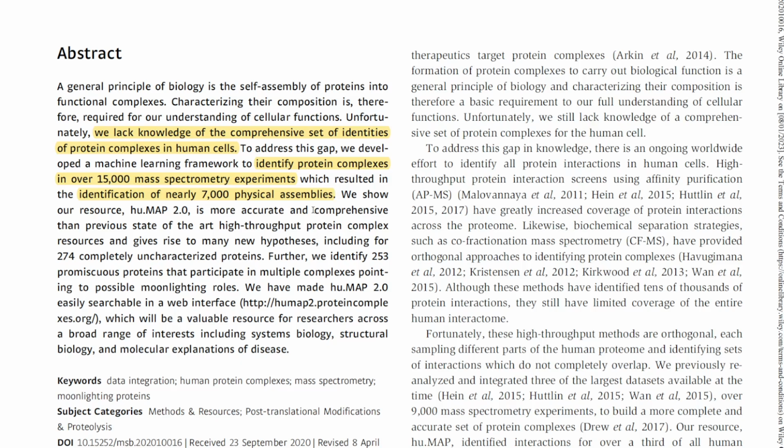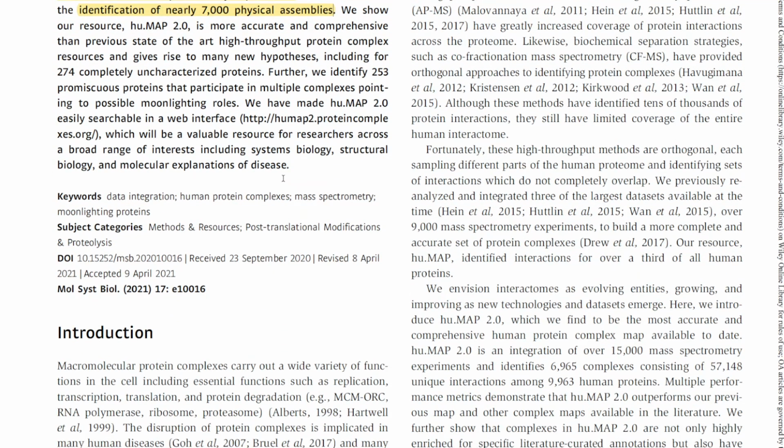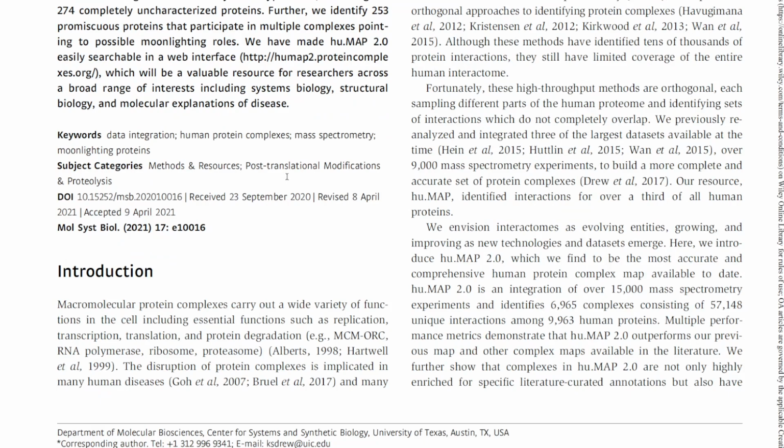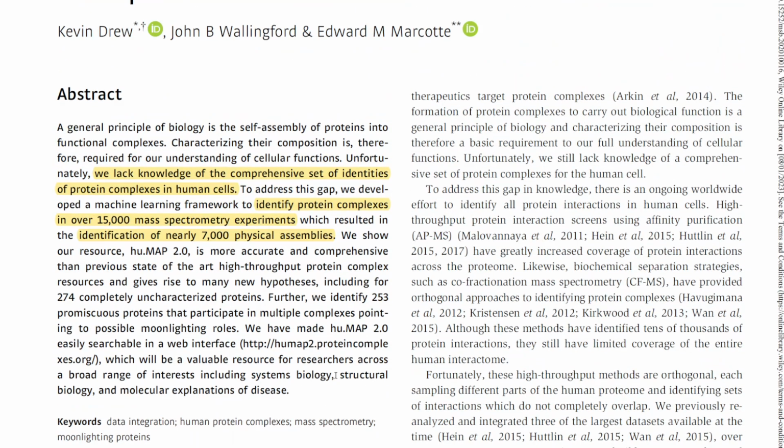Introduction. Macromolecular protein complexes carry out a wide variety of functions in the cell, including essential functions such as replication, transcription, translation, and protein degradation, for example, MCM2-7, RNA polymerase, ribosome, proteasome. The disruption of protein complexes is implicated in many human diseases, and many therapeutics target protein complexes.